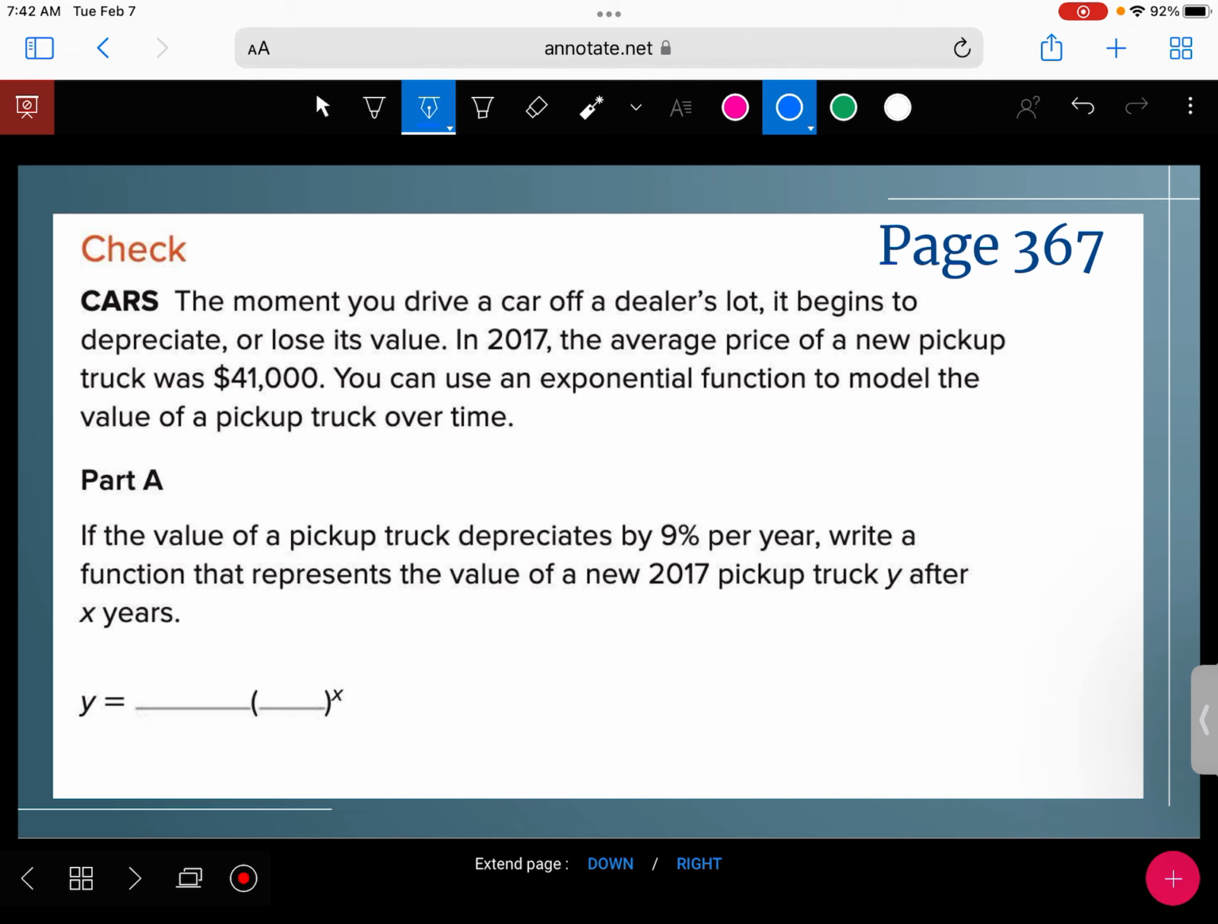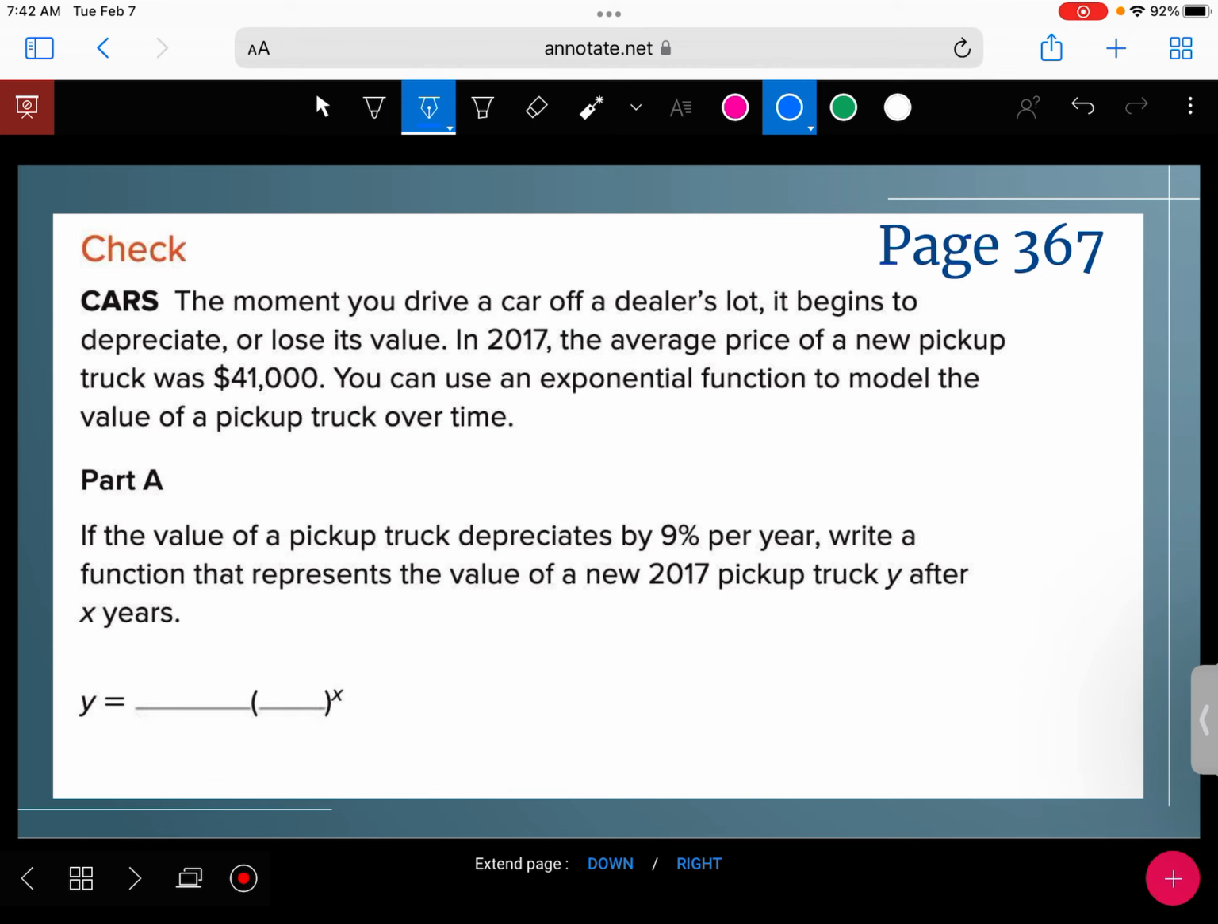Okay. So the moment you drive a car off of a dealer's lot, it begins to depreciate, or lose its value. In 2017, the average price of a new pickup truck was $41,000. You can use an exponential function to model the value of a pickup truck over time. So if the value of a pickup truck depreciates by 9% per year, write a function that represents the value of a new 2017 pickup truck, y, after x years. So all we're doing is writing the equation. We're not going to actually solve this one.